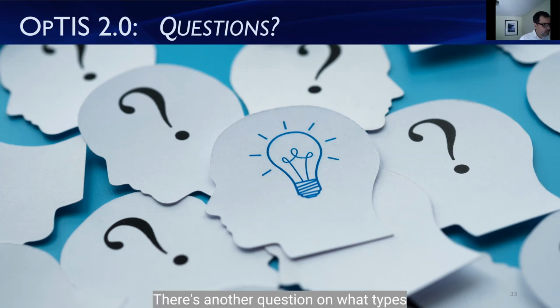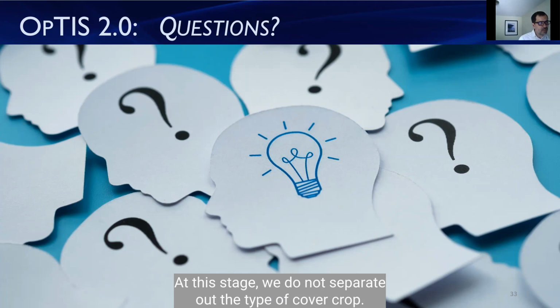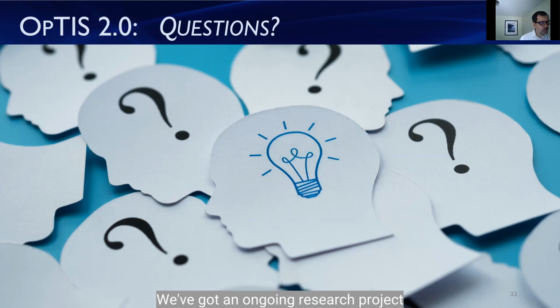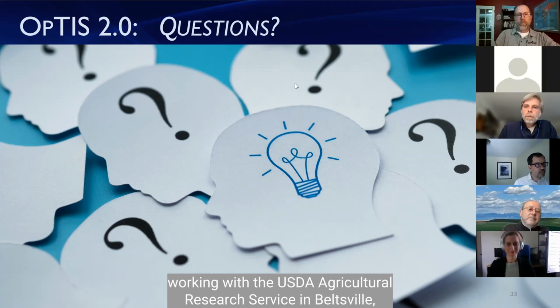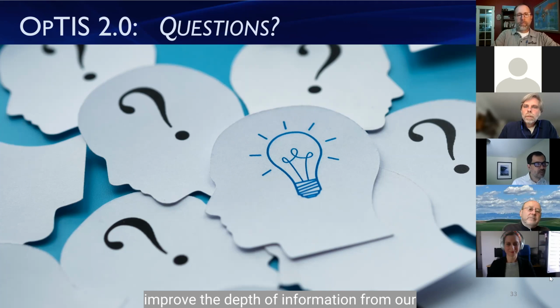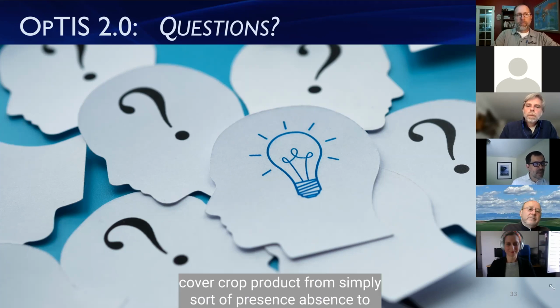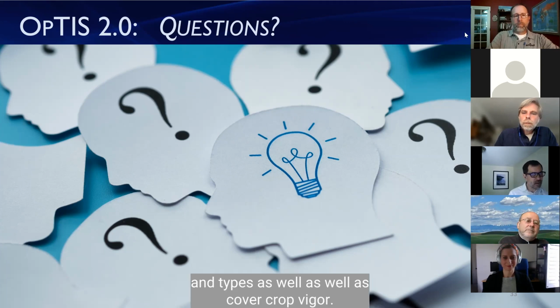There was another question on what types of cover crop. Does cover crop mean a specific type, for instance, primarily ryegrass? At this stage, we do not separate out the type of cover crop. We've got an ongoing research project working with the USDA Agricultural Research Service in Beltsville, where we're looking at that issue as well as others to try to improve the depth of information from our cover crop product, from simply presence absence to include information on timing and types as well as cover crop vigor.